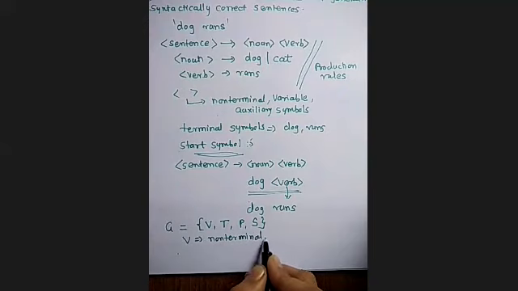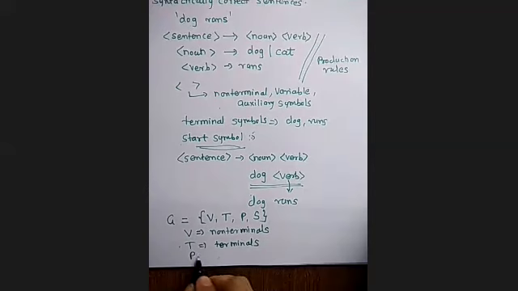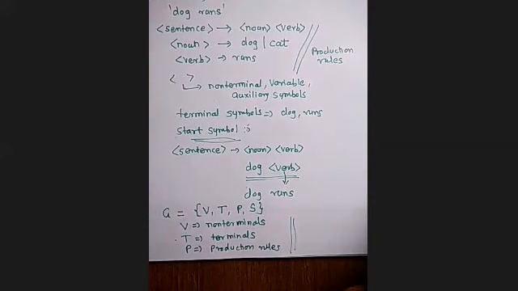Here we are using V for the non-terminals. T is what? Terminals. P stands for what? Production rules, or rules. And what will S be then? Can anybody guess now? We have considered non-terminals, terminals, production rules. So S will be what? What is remaining?